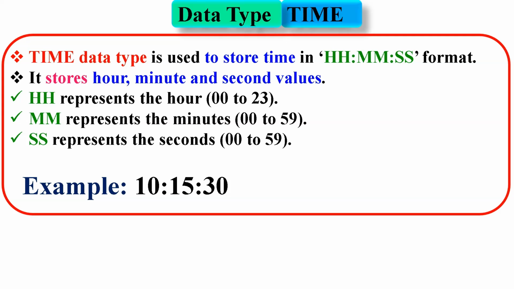For example, a time of a day can be taken as 10:15:30, where 10 refers to hours, 15 refers to minutes, and 30 refers to seconds. The time data type is used to store and manipulate time-related information in a database. It's useful for tasks like recording timestamps, scheduling events, and tracking the duration of events. When combined with date or datetime data types, it can represent full timestamps with both date and time components.